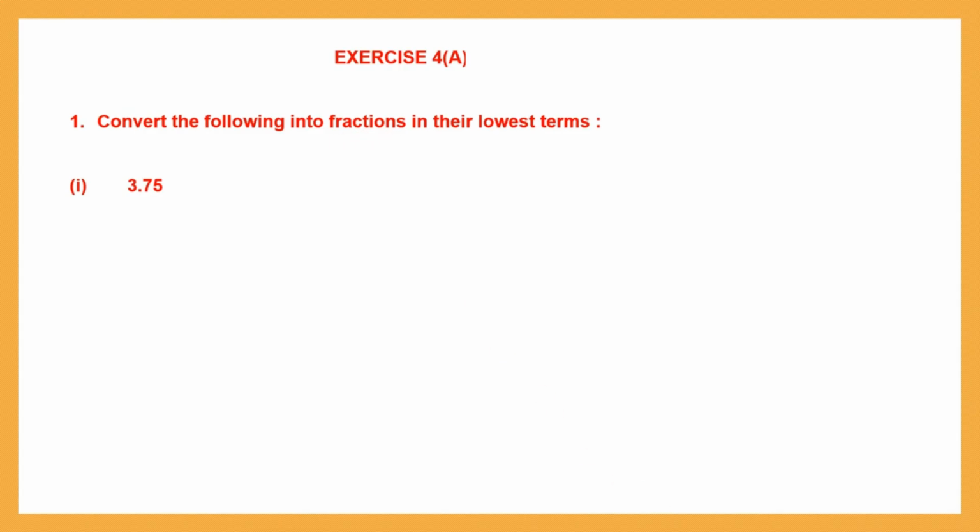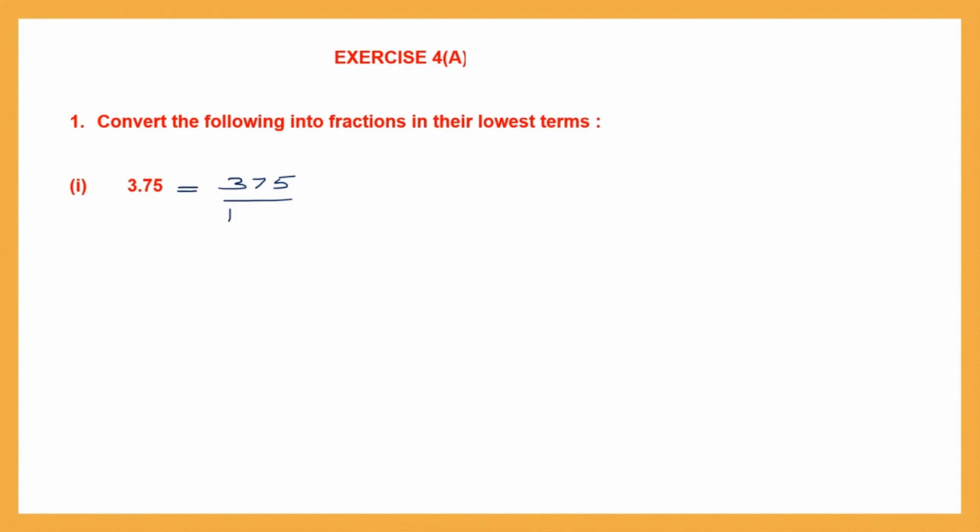Now how do we do it? So here what we do is we leave out the decimal point. We remove the decimal point. So now our number becomes 375. Now to make it a fraction, we should have a denominator. Decimal fractions have denominators 1 followed by zeros, or 10 and a higher power of 10.